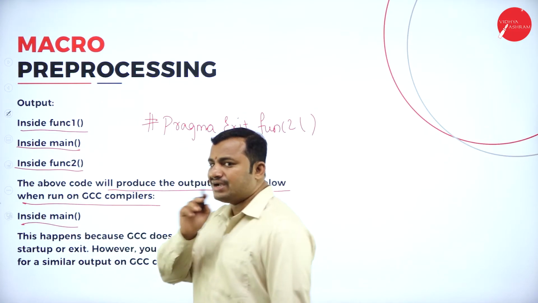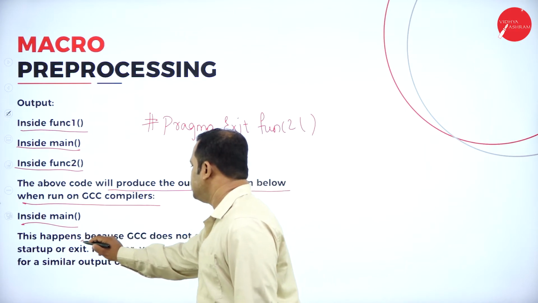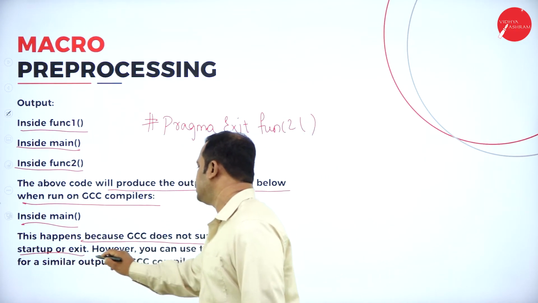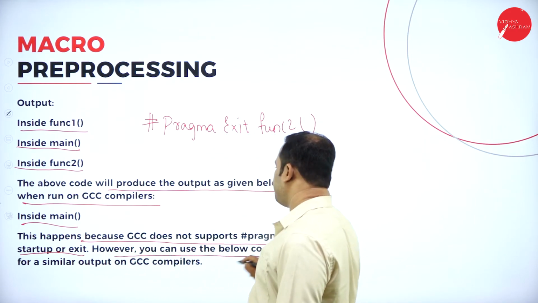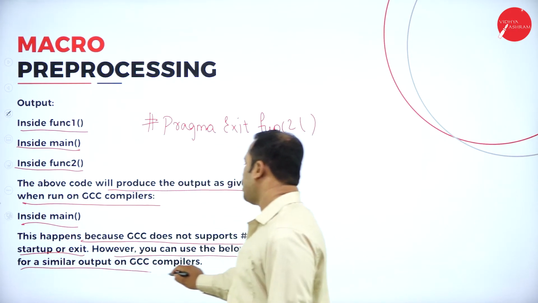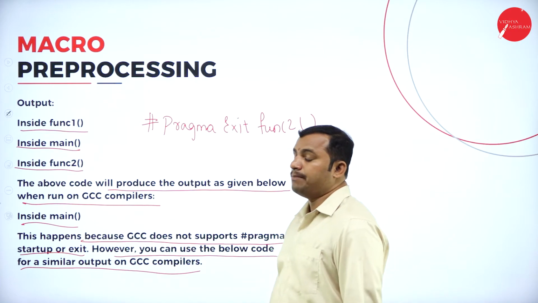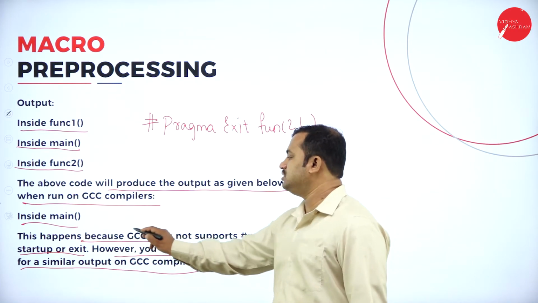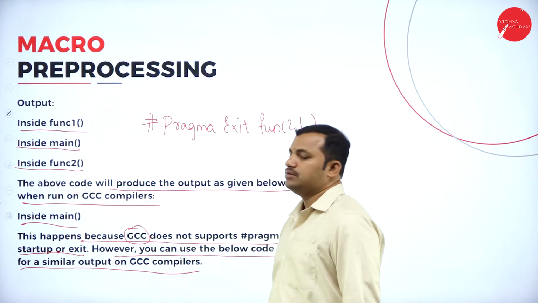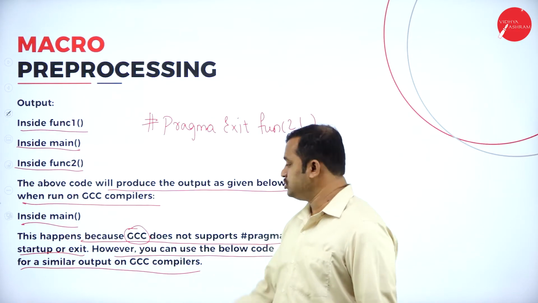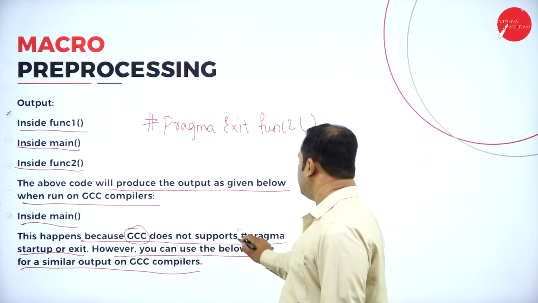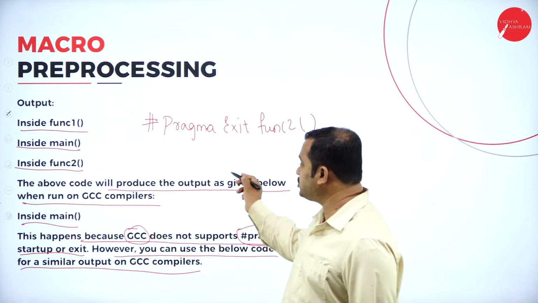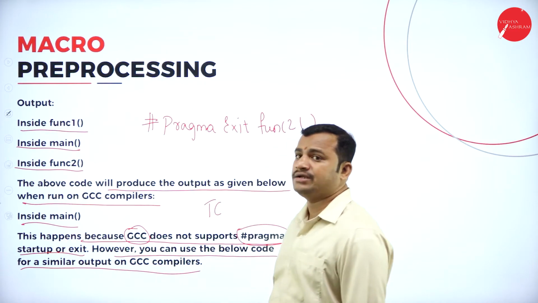Inside the main function, let us see to it. Because GCC does not support #pragma startup or exit. However, you can use the below code for a similar output on GCC compilers. This does not support the Pragma directives. If you want to make use of this, the Turbo C compiler will support that.